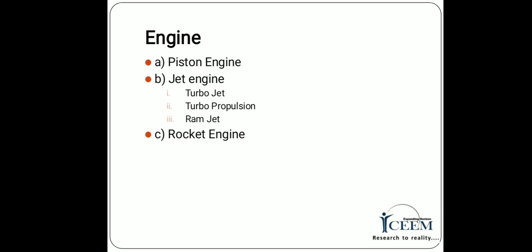Next type is jet engine. The jet engine is classified into turbojet, turbopropulsion, and ramjet. In turbojet, to start the machine, a compressor is rotated with a motor.